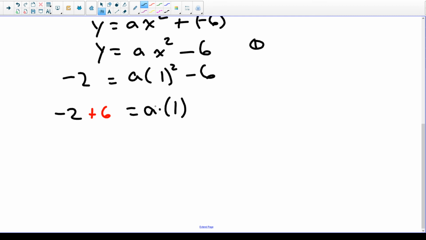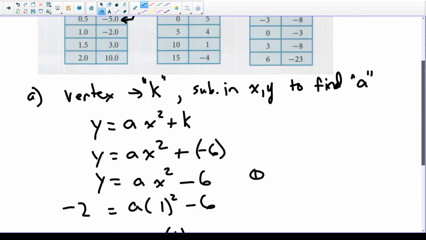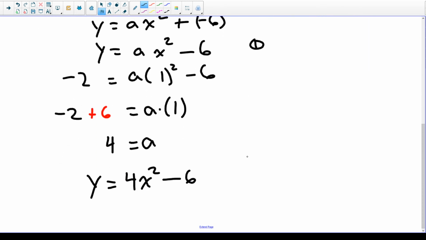Now, because it's a times 1, we're actually not going to have to do much more. Let's do negative 2 plus 6, which is 4. Okay, well, it's times 1, but 1 times a is just a. So you could divide by 1 to get rid of it if you want, but the short answer is you don't have to do that. If you have just a 1 times an a on this side, it just becomes a. And that means we've isolated our variable. So the final answer is going to be 4x squared minus 6. And if I graph that on top of those points from the table, they should match perfectly.